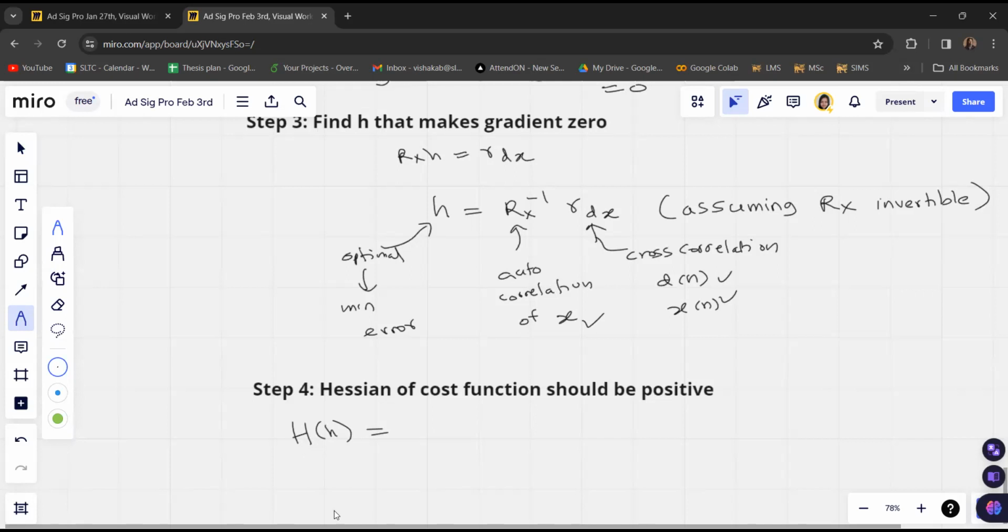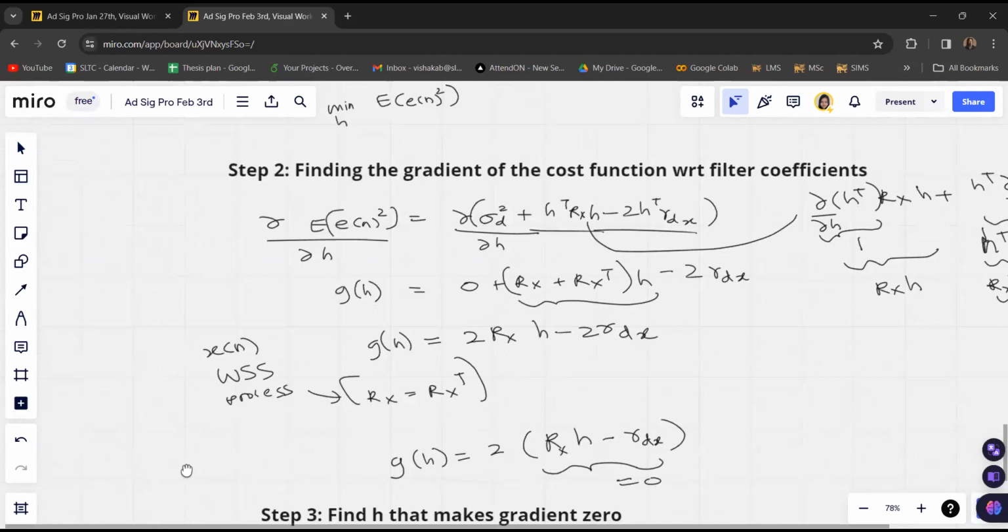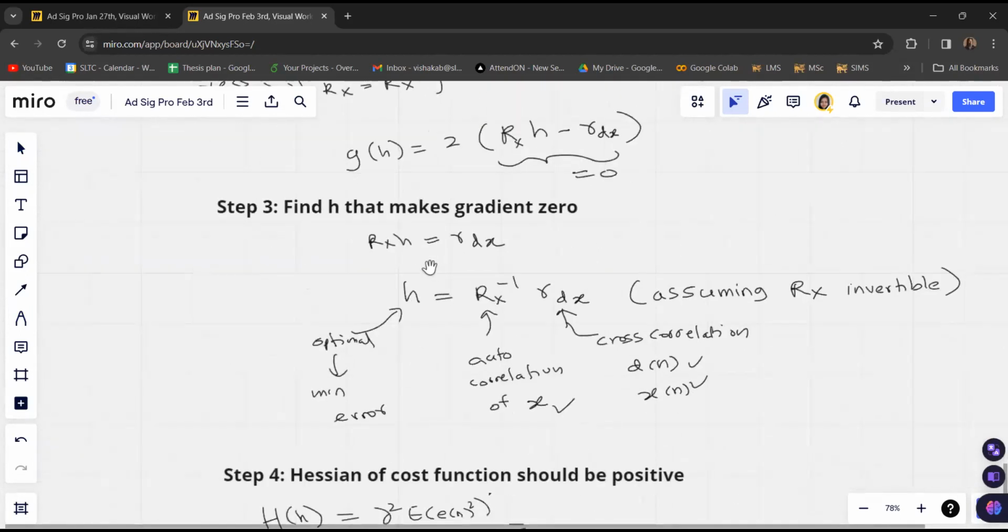H means Hessian. Hessian means we are taking the differentiation of the cost function 2 times with respect to h. The cost function that we initially chose was this error function, right? So the expectation of the error. This one we already know. We already know this gradient value which we calculated here. This is the gradient value we calculated, G(h).